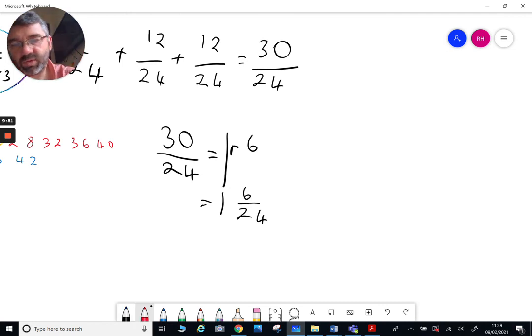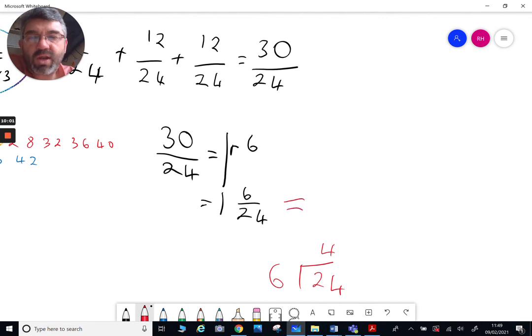Now we can simplify that again, because we can now say, well, how many times does 6 divide into 24? 6 4s are 24. So if we simplify 1 and 6/24 again, we get 1 and 1/4. Okay, have a go, see how you get on with this today then.